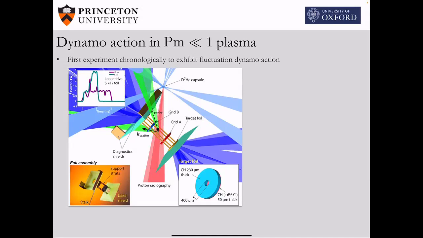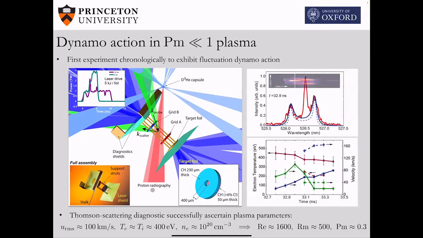Having created this turbulent plasma in this way, it was then probed using Thomson scattering, as I mentioned, X-ray imaging, and in this case a D3He capsule to perform proton radiography, with this geometry here, coming through the region at an angle. Starting off with the results of the Thomson scattering diagnostic, this successfully ascertained the plasma parameters in the experiment. We're talking turbulent velocities of about 100 kilometers a second, characteristic temperatures of about 400 eV, and number densities of 10^20 inverse cubic centimeters.